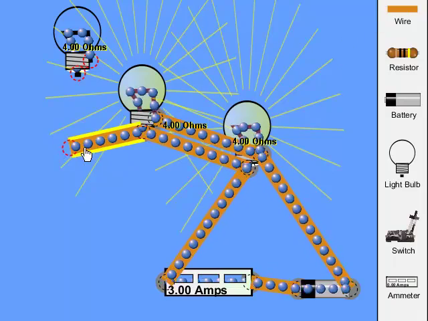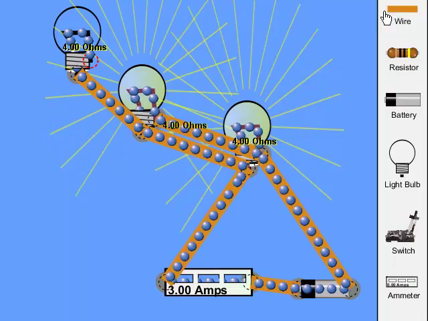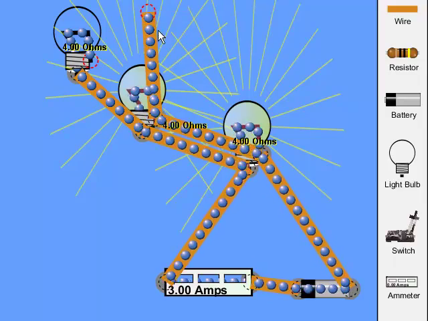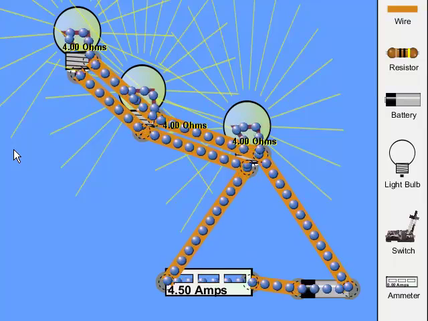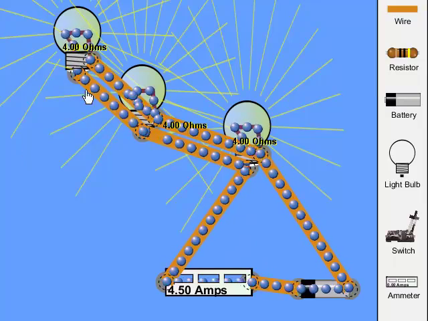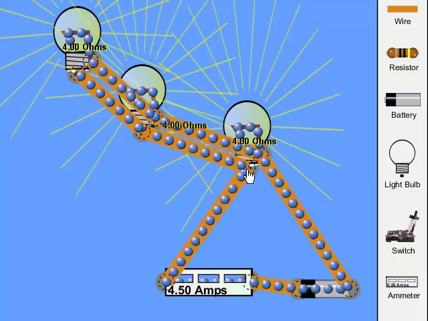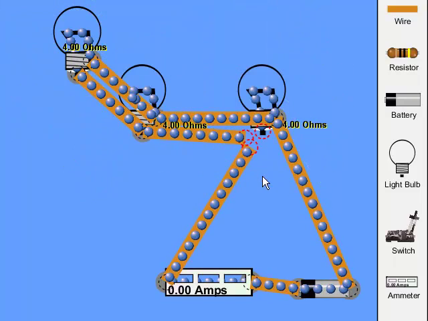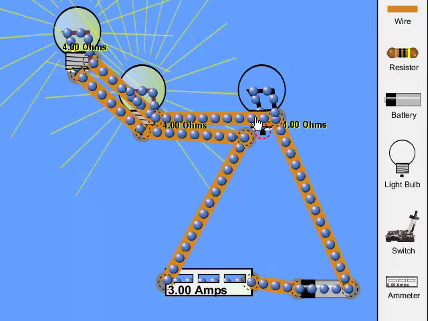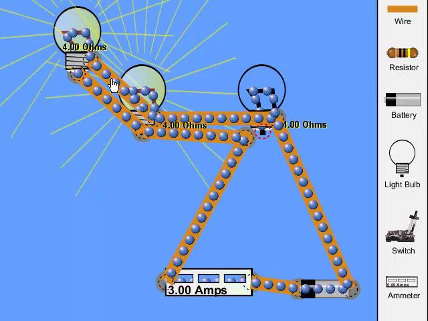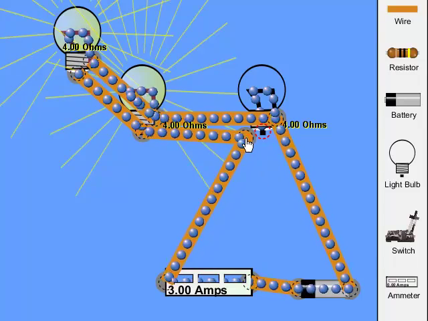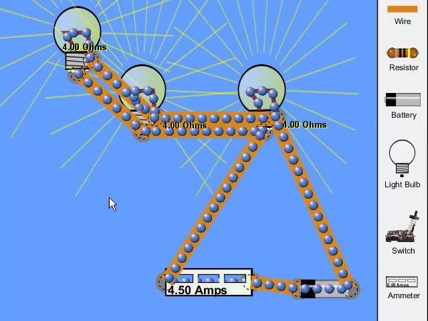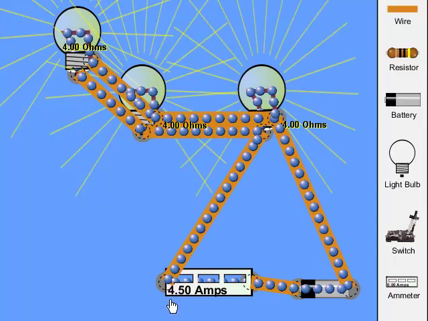Okay, and the third one. There we go. And they are all of equal brightness. And again, if I just took one of them out, wouldn't matter which one. Carefully move it over there. There we go. I took this one out. The other two are still working in parallel, just equally bright as they had been as a single bulb in a simple circuit. Okay, at this point here, all three of them are in parallel.